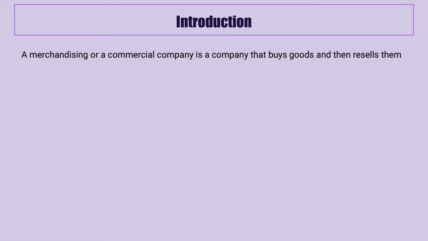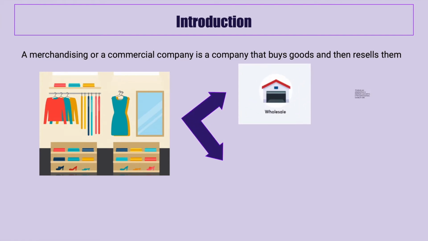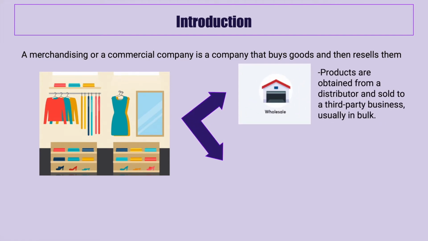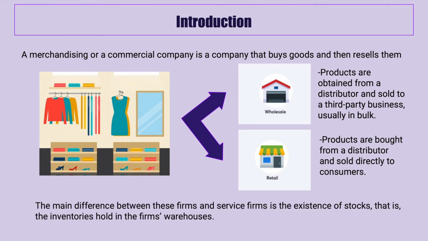Merchandise and commercial companies are companies that buy goods and then resell them without any transformation, such as bookshops, fashion retail shops, or groceries. There can be two types, wholesale or retail. In wholesale, products are obtained by a distributor and sold to a third party, usually in bulk. For example, clothing wholesalers who resell to retailers. In retail, products are bought from distributors and sold directly to consumers, for example, Zara or Pull&Bear.